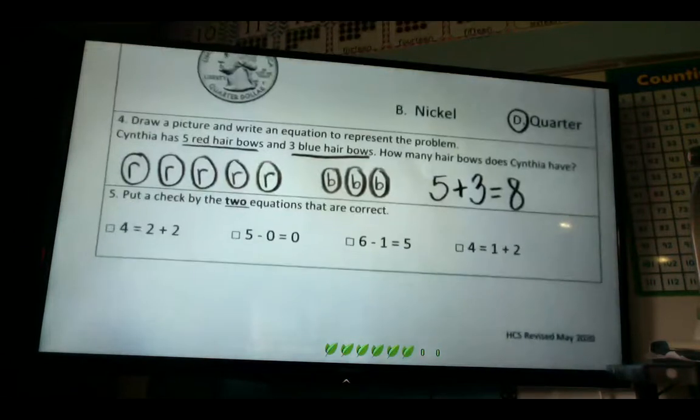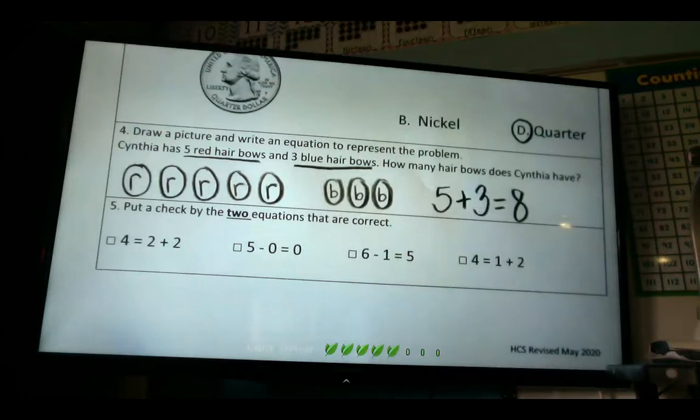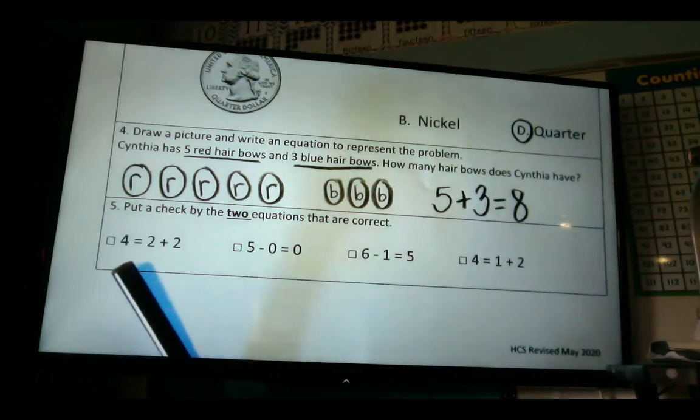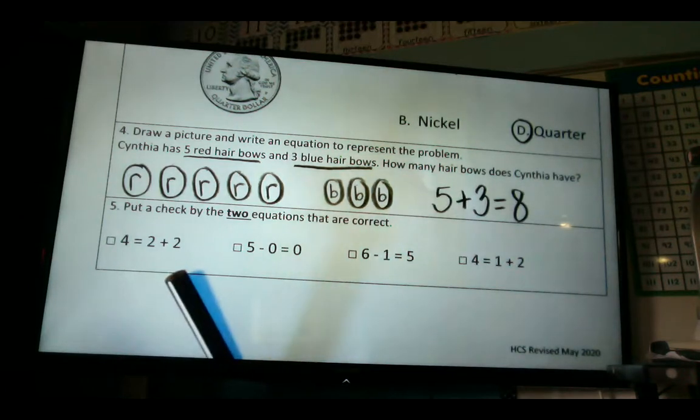Number 5 says, put a check by the 2 equations that are correct. So 2 of these are right and 2 of them are wrong. We are going to represent the correct equations with a check mark. Let's look at the first one. 4 equals 2 plus 2.